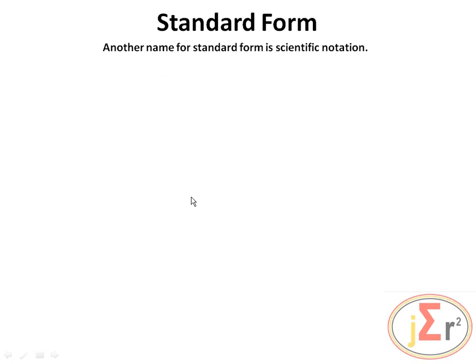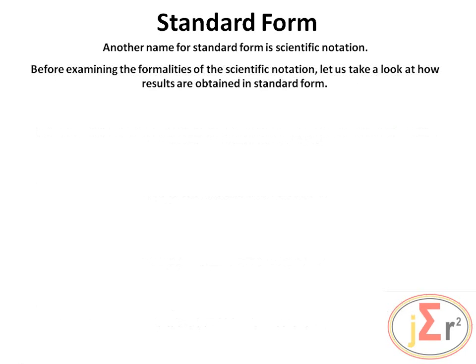Let us take a look at standard form. Another name for standard form is scientific notation. So before examining the formalities of scientific notation, let us take a look at how results are obtained in standard form.